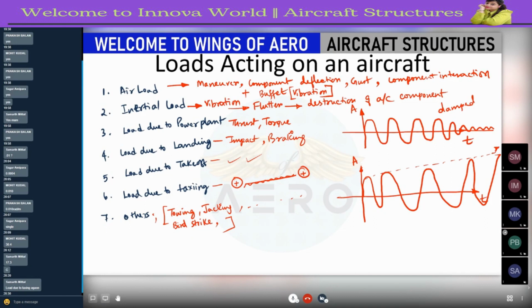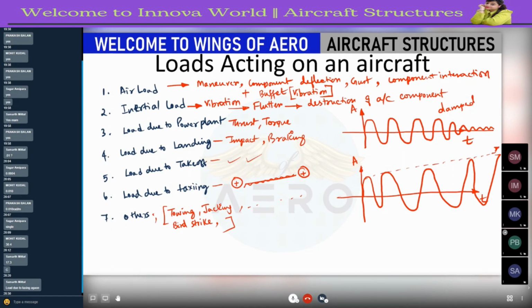Load due to taxiing. Okay, taxiing means from the ATC center, the aircraft is moving to the destination just before takeoff or just after landing. Either way, it is coming back to the ATC center. Now what happens during this in-between movement? There may be a runway or taxiing pathway that is not properly aligned, or the surface is not even. What will happen if the roads are very bad? It will get bumped.